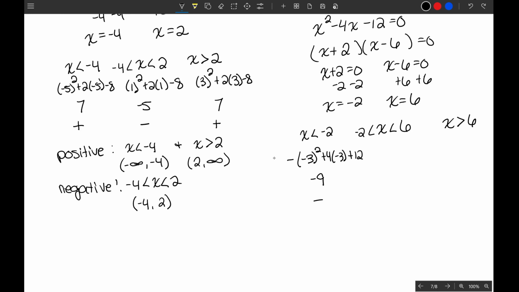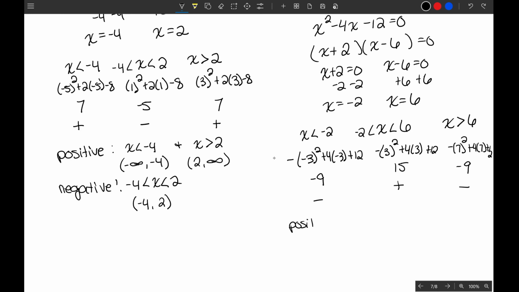A number between -2 and 6, let's just go with 3. So we have a negative and then 3 squared plus 4 times 3 plus 12. That gives me 15. So I am positive when my x's are between negative 2 and 6. And then a number bigger than 6, let's just go with 7. So we have negative and then 7 squared plus 4 times 7 plus 12. That gives me negative 9. So I am negative when my x values are greater than 6.